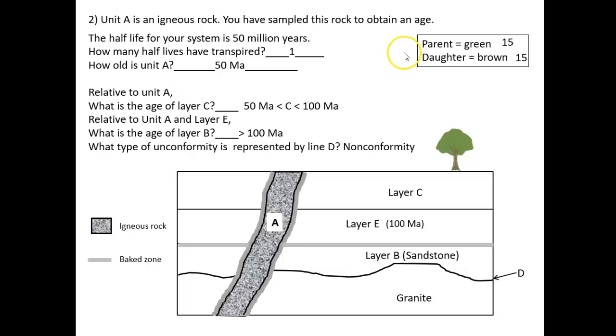The other part of the exercise was to get some numbers. In this parent-daughter story, in class we'd give out little pieces that represented atoms. We would say, given your number of atoms here, you have 15 parent and 15 daughter. Let's say these are the numbers you would get after you ran your sample through a machine that counted the number of parent and daughter atoms. We want to figure out how many half-lives have occurred, and the half-life we're using for this system is 50 million years.